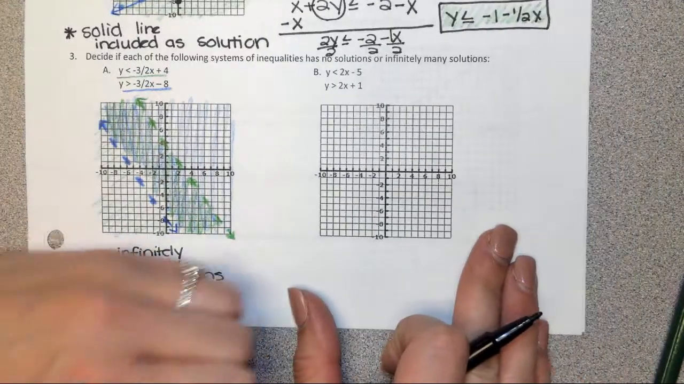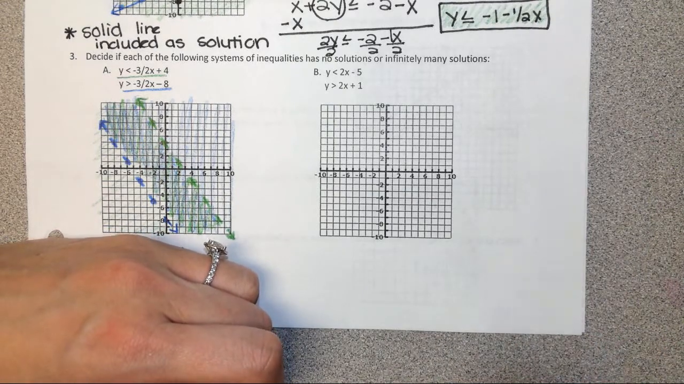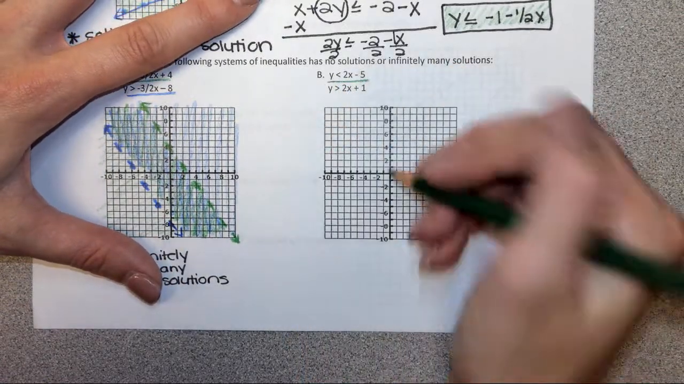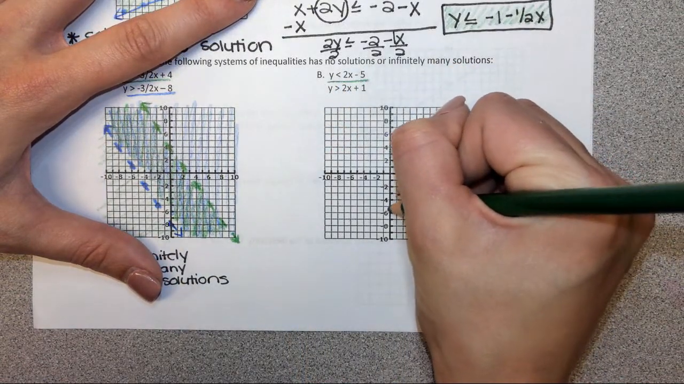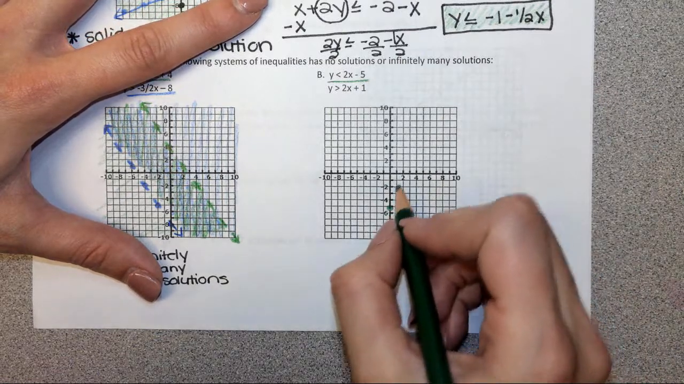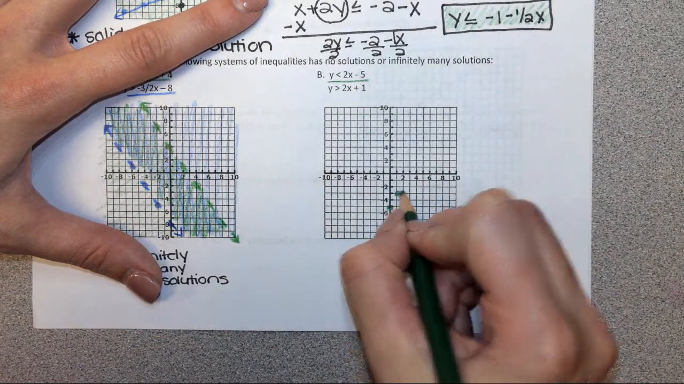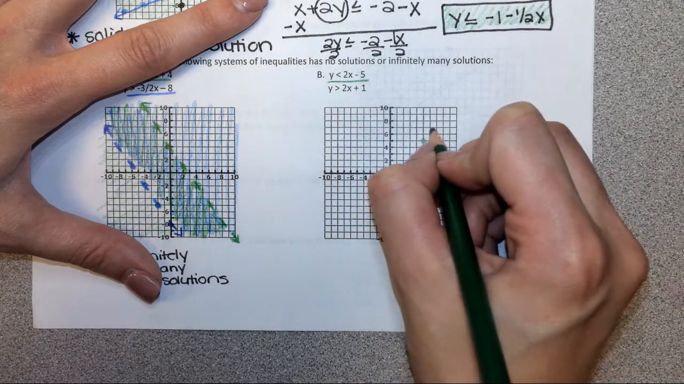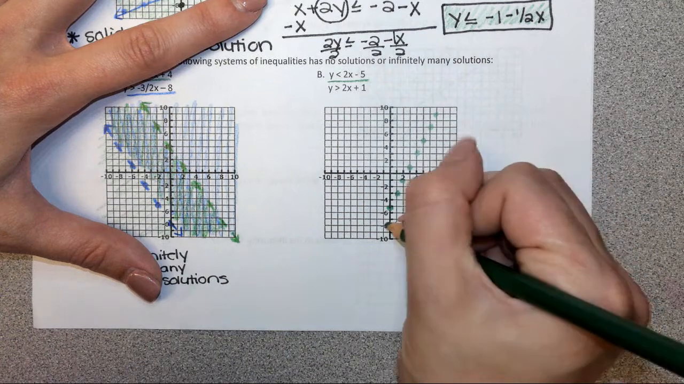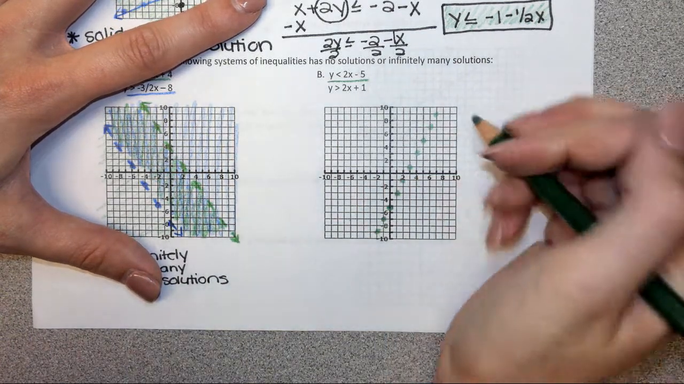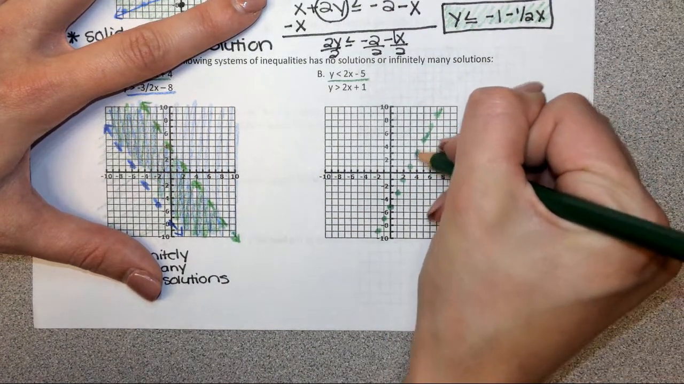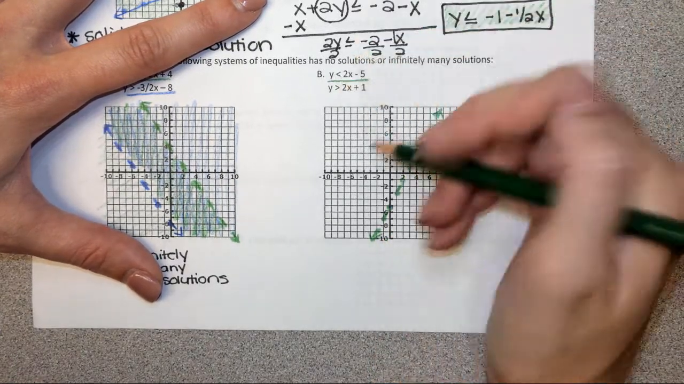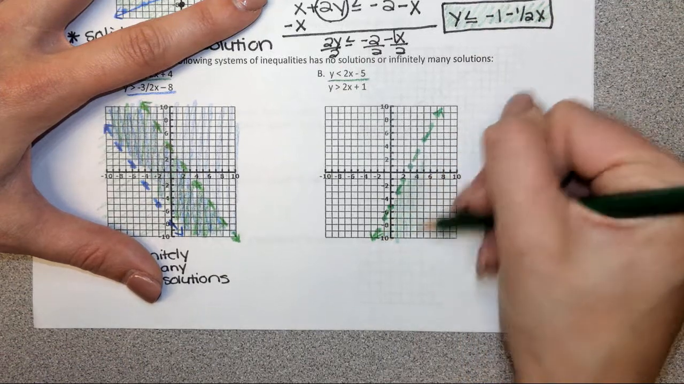So let's look at the next one. I'm starting at negative 5. 1, 2, 3, 4, 5. And my slope is 2. So that means I'm going to go up 2 over 1. Notice still how I'm plotting each point. It's a dotted line. And it's less than, so I'm going to shade below.